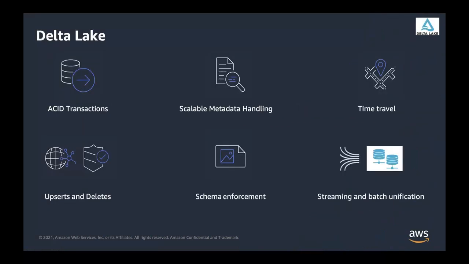To address these challenges, Delta Lake was created, which provides transactional guarantees and enables schema enforcement and evolution. Delta Lake is an open source storage layer that brings reliability to data lakes. It runs on top of your existing data lake and is fully compatible with Apache Spark APIs. Delta Lake offers ACID transactions on Spark, upserts and deletes, scalable metadata handling, schema enforcement, time travel, and unified streaming and batch data processing.